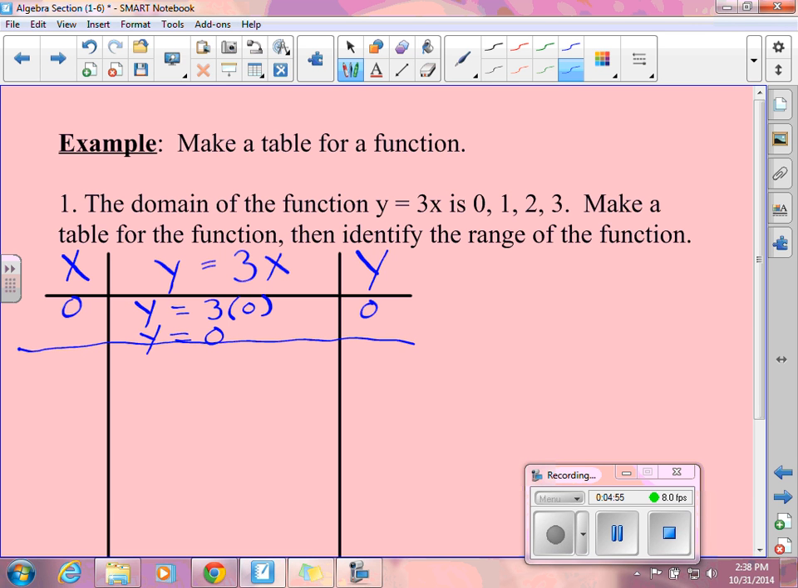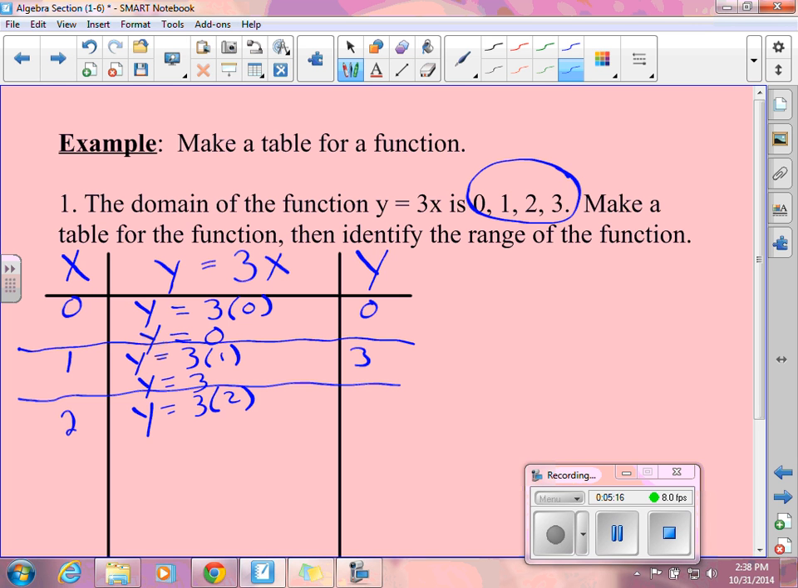We're going to plug in a 1. y = 3 times 1. 3 times 1 is 3. Right? Draw my line, plug in my 2, and I'm getting these numbers because they gave them to me up in the beginning of the problem. So y = 3 times 2, y gives me 6. And finally, I'm going to plug in a 3. y = 3 times 3, and y gives me 9.